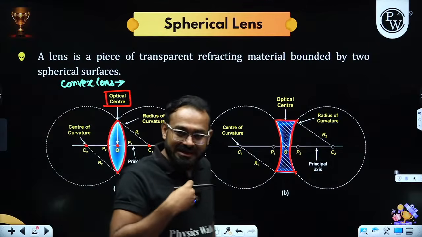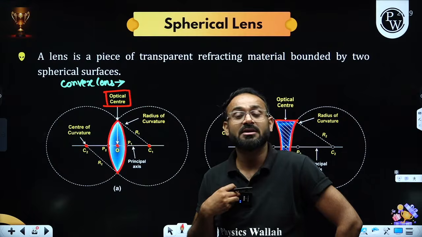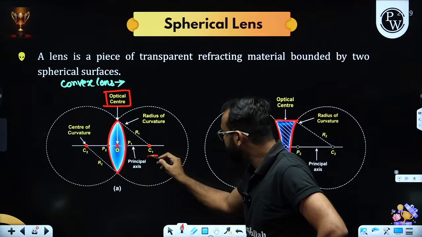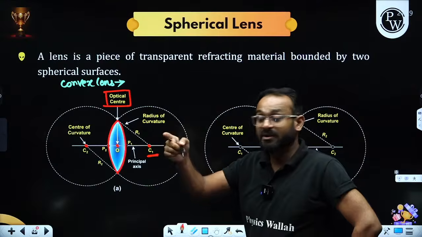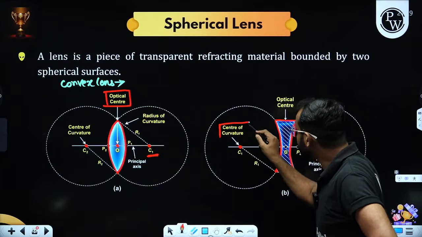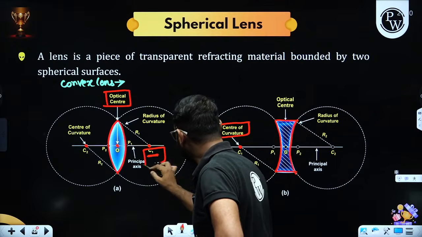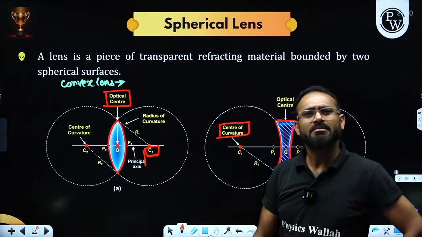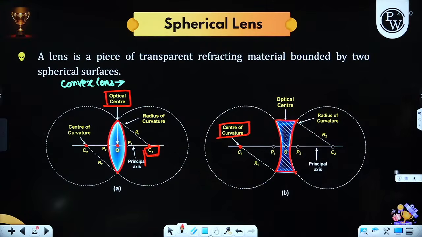Which one should I consider for the numericals? For convex, you will consider the right hand side one as primary. For concave, we will consider the left hand side center of curvature, and for the other, the right hand side center of curvature. Why? Because the images will be forming in such a manner that we need to take care of. Fine, sir. Got it.